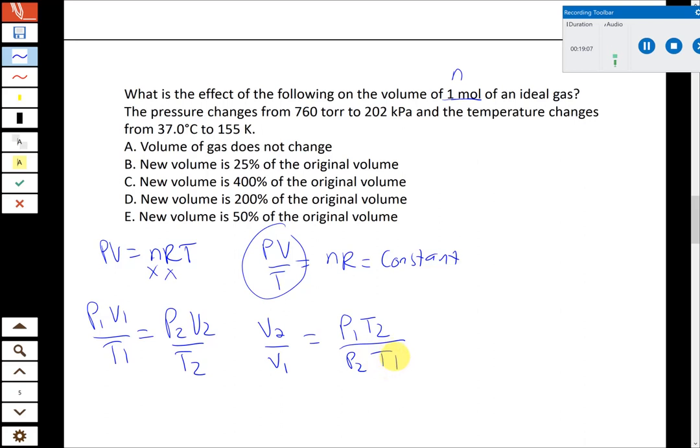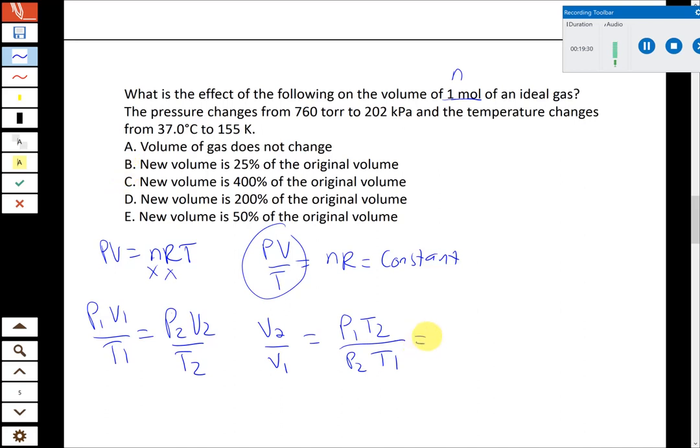All right, so it's going to require some algebra to get there, so make sure that you got that. Basically we want V2 over V1, so we're going to move V1 over here, and then P2 is going to cross over to the denominator, T2 over to the numerator. Okay, so this is the ratio we're considering, P1 T2 over P2 T1, and that's going to allow us to identify which of these 5 answer choices is correct.